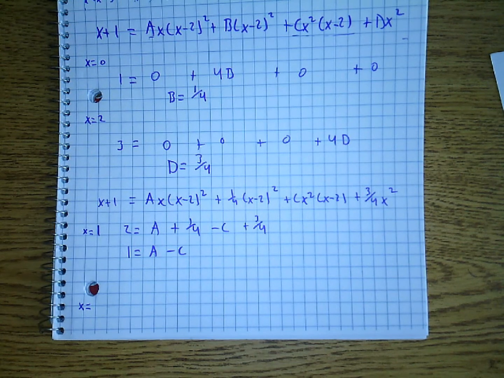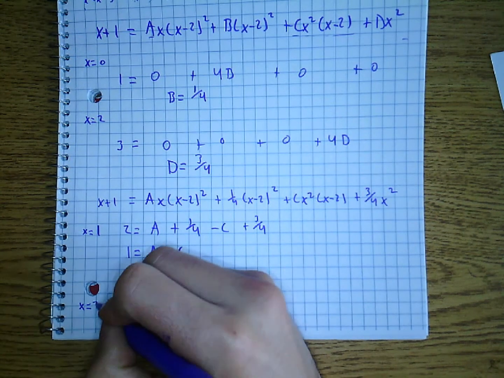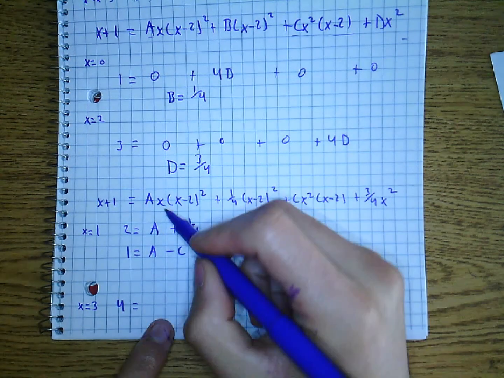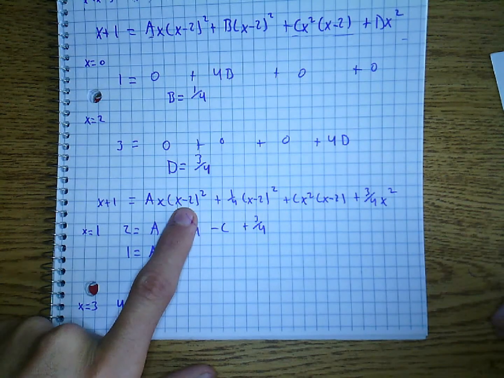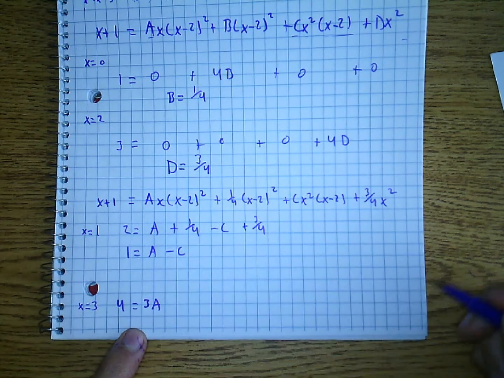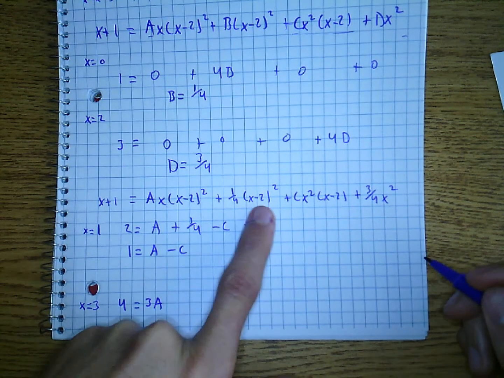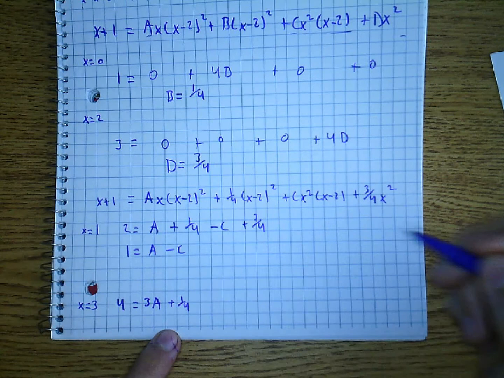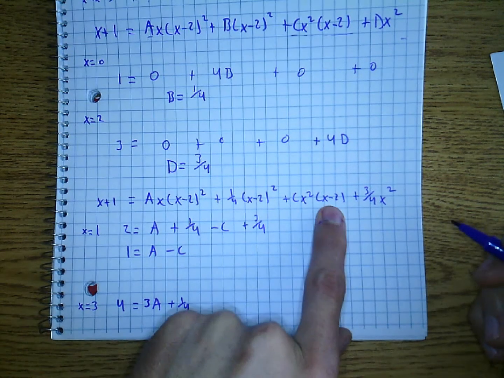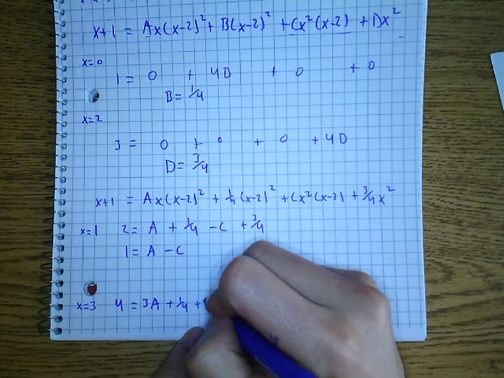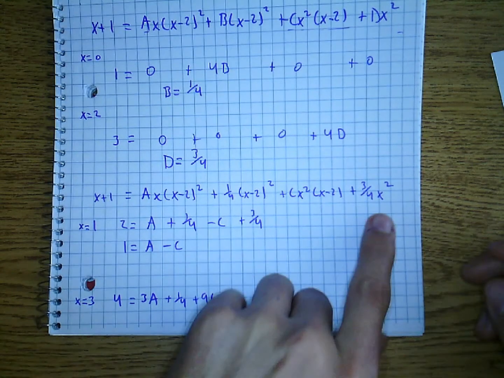So let's say you did 3. So you mentioned 3. 3 plus 1 is 4. Is equal to. All right. 3 minus 2 is 1. 1 squared is 1 times 3 would give you 3A. Cool? 3 minus 2 is 1. 1 squared is 1 times 1/4 would be 1/4. Cool? 3 minus 2 is 1 times 3 squared is 9. So that will be 9C. Cool? And then 3 squared would be 9. 9 times 3 is 27 divided by 4.